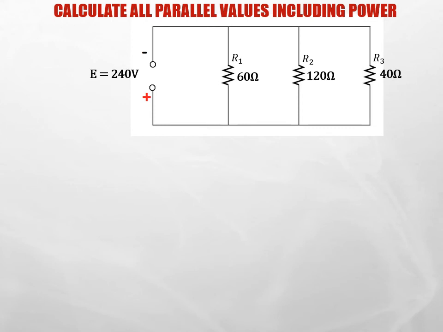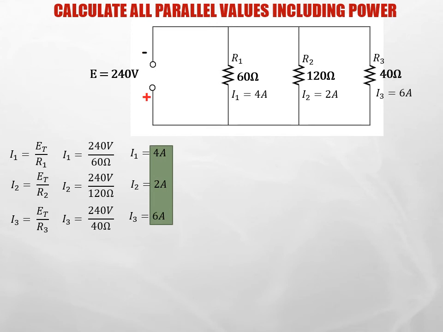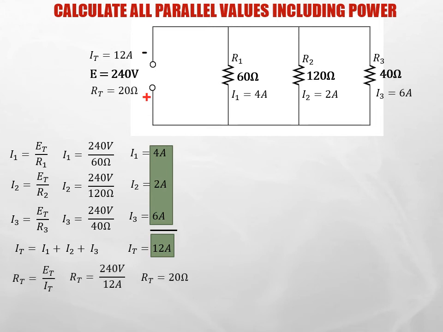So let's take a look. The first current should be 4 amps. You should have gotten 2 amps for the second and 6 amps for the third. The total current being the sum of the individual currents, when you add those up, you should have arrived at 12 amps. Once you have the IT, you can easily find RT, and you should have arrived at 20 ohms. Or you could have done the reciprocal sum and ended up again at 20 ohms.